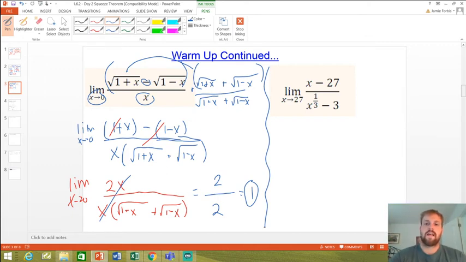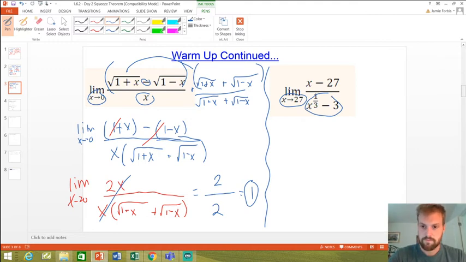All right, and then in this last example right here, we have the limit as x approaches 27. If I plug 27 into that, you actually get 0 in the denominator, so you can't just directly substitute it in. Now, this is an interesting problem. We're trying to factor out something on top.